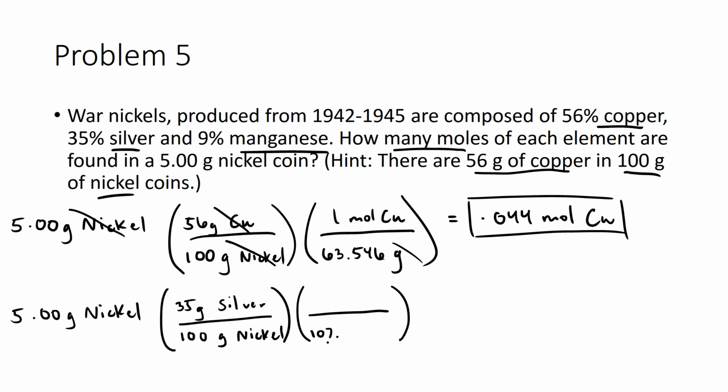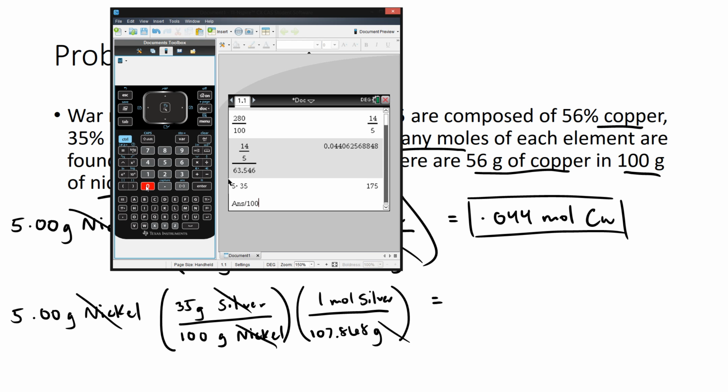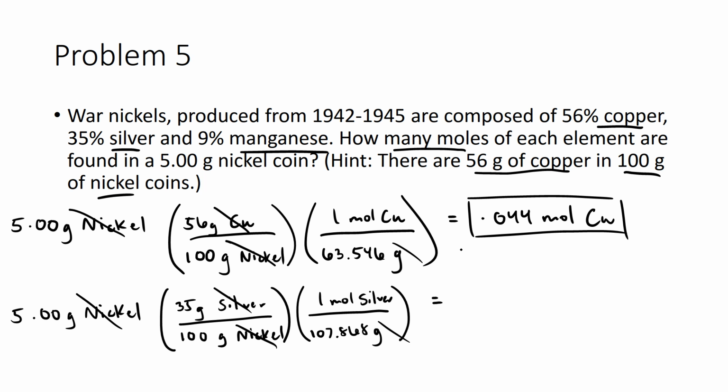Silver comes in at 107.868 grams per 1 mole of silver. So grams of nickel will cancel with grams of nickel. Grams of silver will cancel with grams of silver, and our answer will be left in moles of silver. So we'll go ahead and do this right here. 5 times 35 times 1 divided by 100 divided by 107.868, and our answer here is 0.016 moles of silver. So that's another answer.